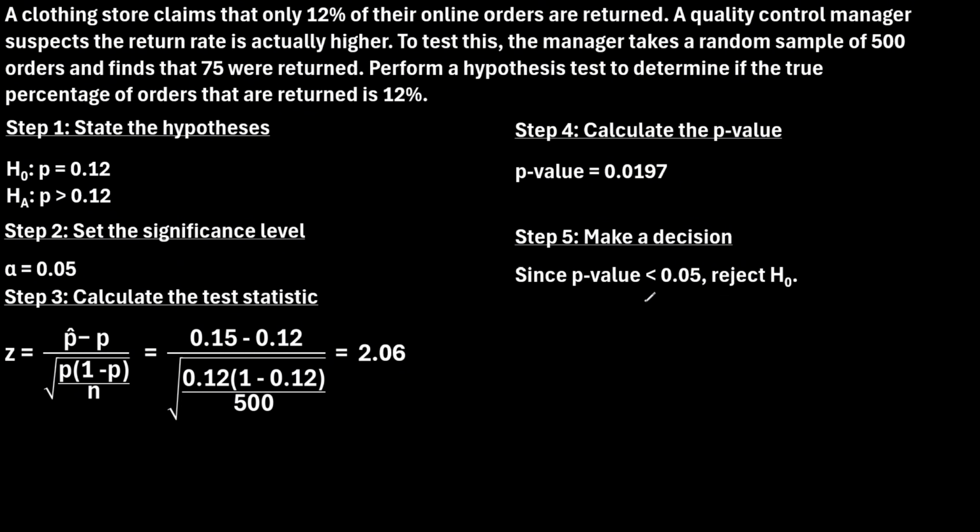So what we can say is that we have sufficient evidence from our data to reject the null hypothesis and conclude that the true proportion of online orders that are returned is greater than 12%. So that is the general 5-step process that you can use to perform a hypothesis test for a population proportion.